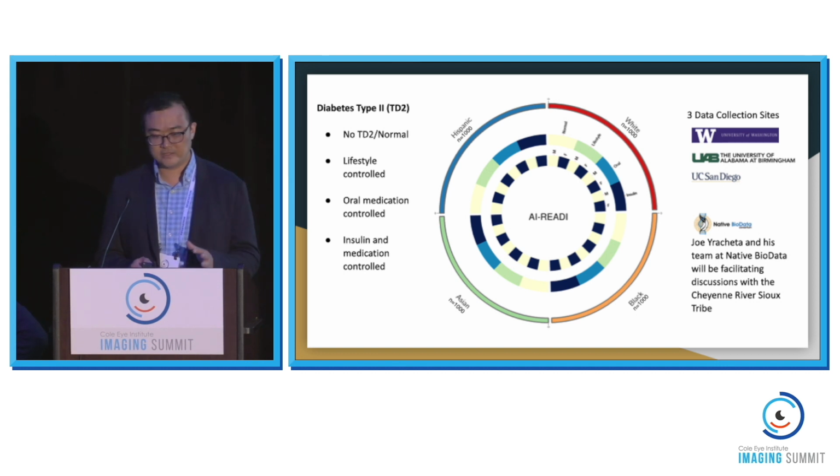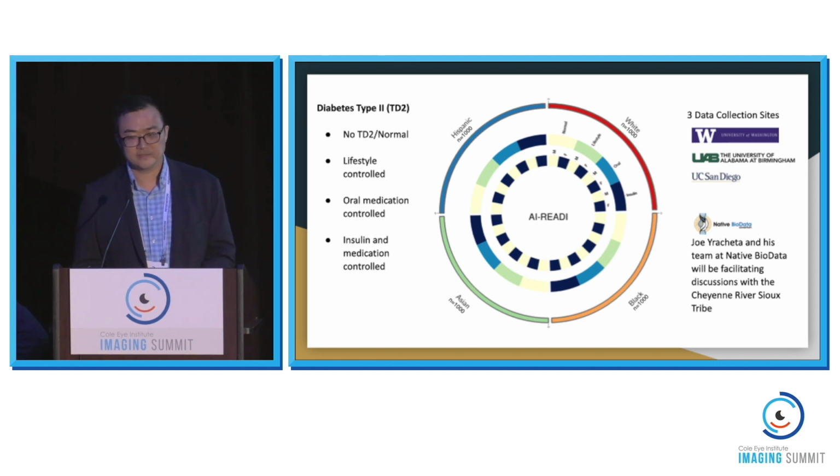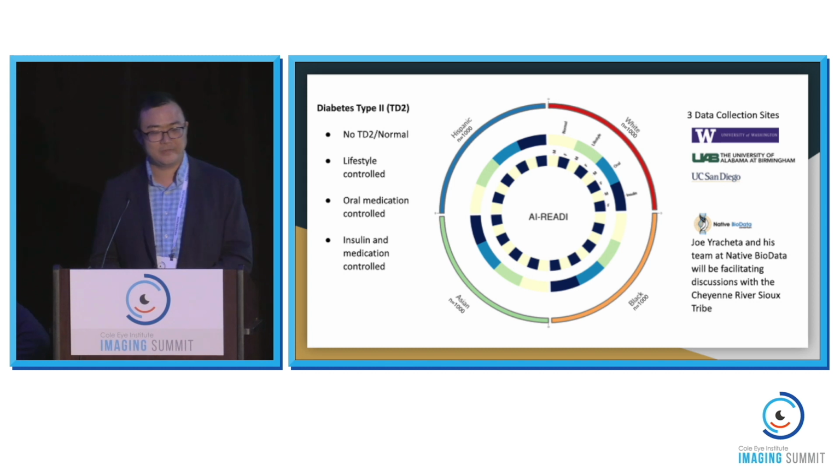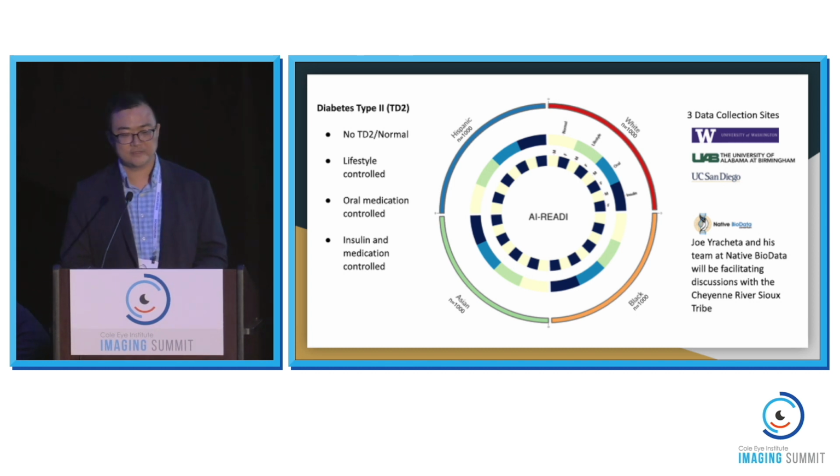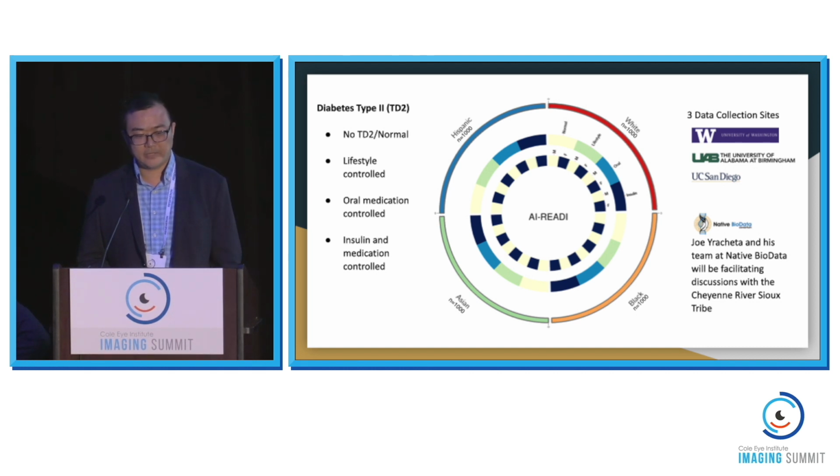To my knowledge, this level of systematic balancing has never been done at this scale. So there's 3 data collection sites. There's one here in Seattle. Actually, our first participant is finishing up their retinal imaging protocol right now. The other 2 sites are UAB and UCSD. We have somebody in the Native Biodata Consortium that is working with the Cheyenne River Sioux Tribe to see if they might be interested in participating in our study.